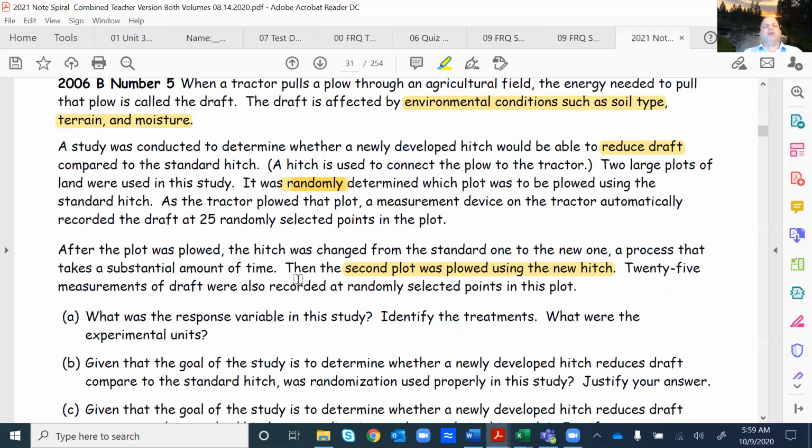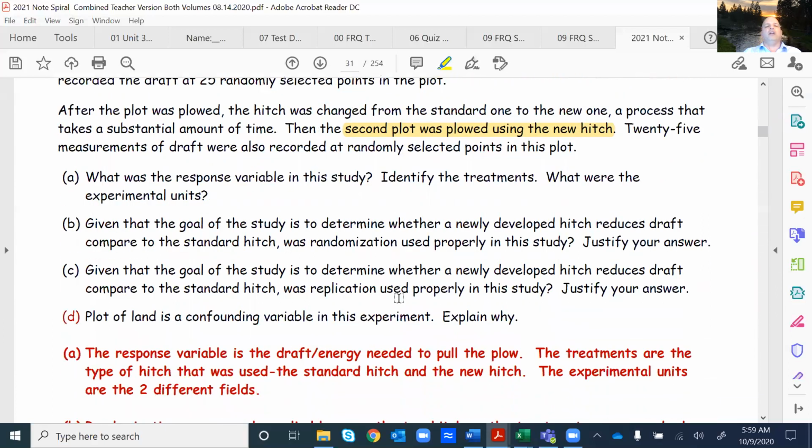What was the response variable in this study? Well, the response variable in this study was the draft, the amount of energy necessary to pull the plow. The treatments were the type of hitch, and there happened to be two of them, the new hitch and whatever the standard hitch was. And the experimental units were, I had two experimental units, I had two fields, all right? Because they're the ones that received the treatment.